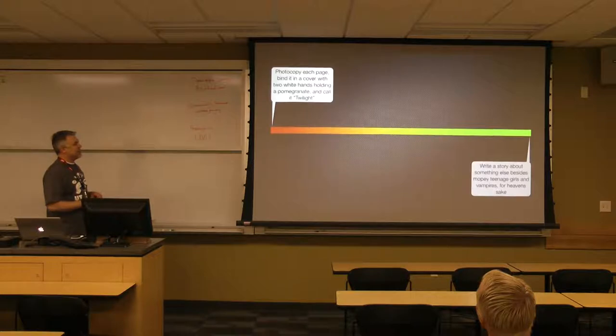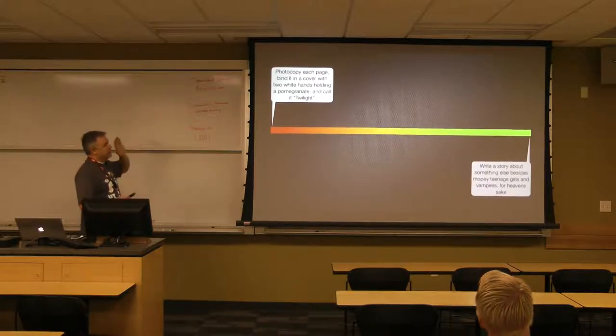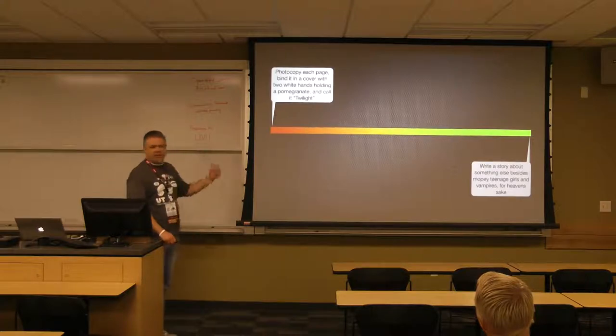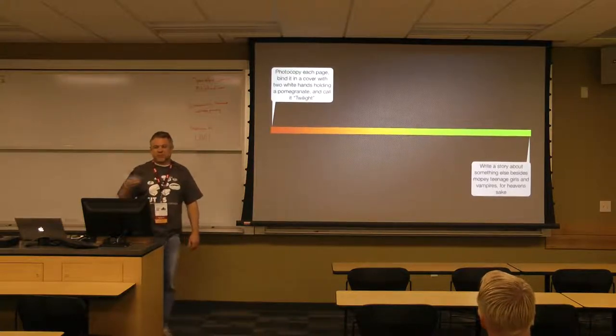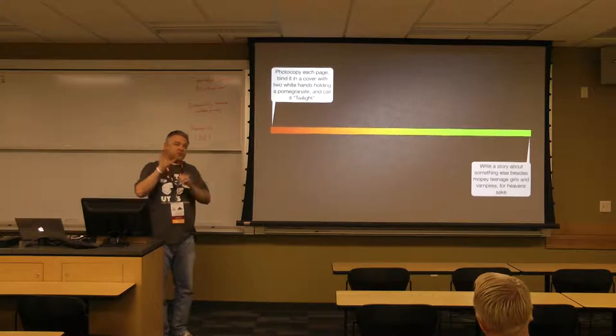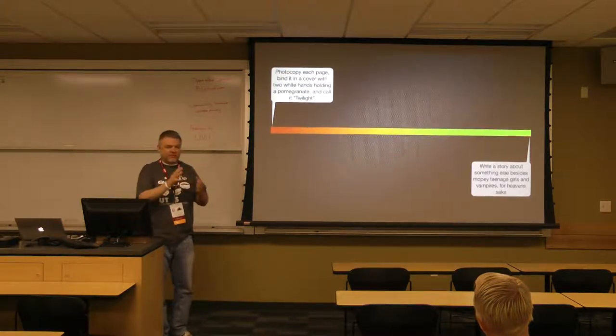So here's kind of our continuum. Right on the left, we've got something that says, I'm going to take that book. I'm going to photocopy every page. I'm going to put it in a black, hardbound cover. I'm going to put two white hands holding a red pomegranate on it. I'm going to call it Twilight, and then I'm going to sell this. I think we would probably all agree that that's a derivative work and probably a copyright violation, right? And so we understand a derivative work is a copyright violation if the distribution of that derivative work is against the copyright holder's or the license's wishes. Does that make sense?